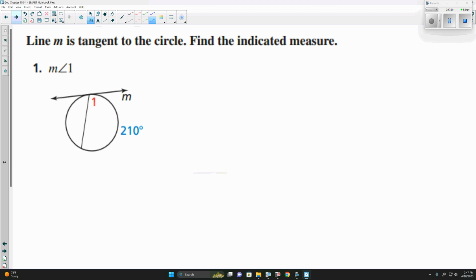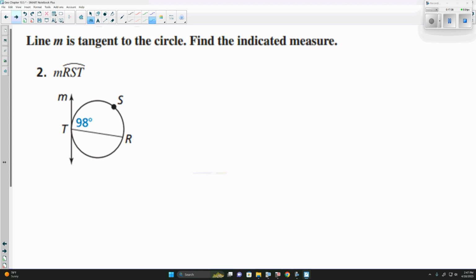Because if we were to find this here, it would be 105 because we divide it by 2. The measure of this arc would be 196 because we're multiplying it by 2.